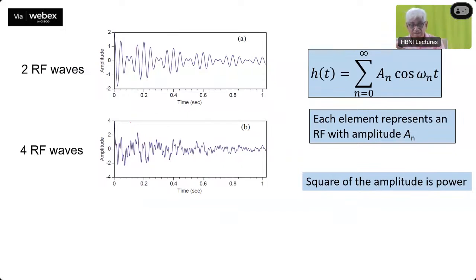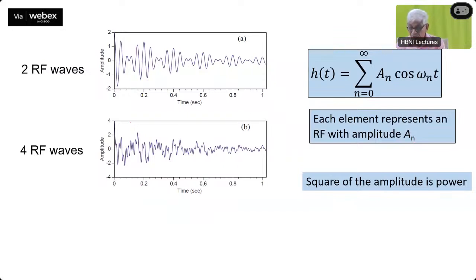Therefore, I can analyze this by Fourier analysis in terms of frequencies. It is a sum of a large number of frequencies with different amplitudes. That means this is an RF, this is an RF, right? A1 cosine omega 1 t is one RF, A2 cosine omega 2 t is another RF. So many different RFs are created by the fluctuating magnetic fields. Each element represents an RF with amplitude A n.